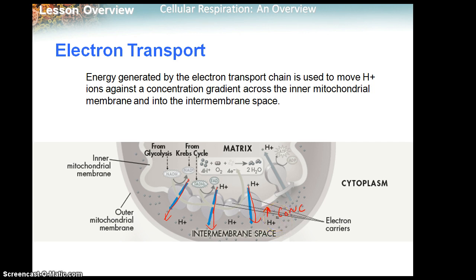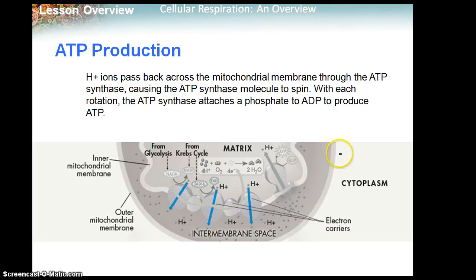Because we have a high concentration of hydrogens on the outside of the inner membrane and a low concentration on the inside, those hydrogens are going to want to leak back through, and they're going to leak back through ATP synthase. As it leaks back through, it creates a little motor that turns, and we're going to get an ADP molecule attached to a phosphate group, and we're going to make ATP.